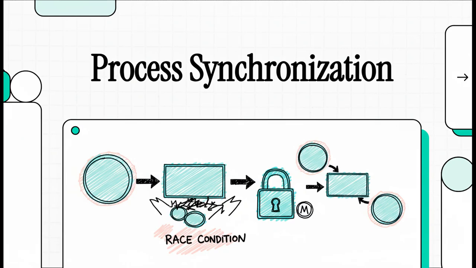All right, let's talk about process synchronization. This is the hidden choreography that keeps our entire digital world from just falling apart. It's like a silent traffic cop directing billions of things happening every second inside our computers, and today we're going to see exactly how it pulls it off.